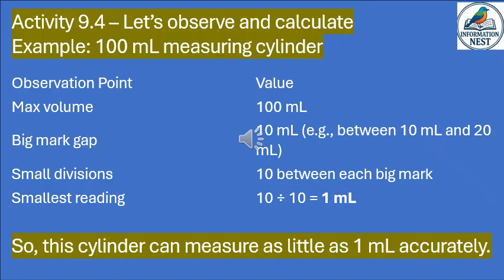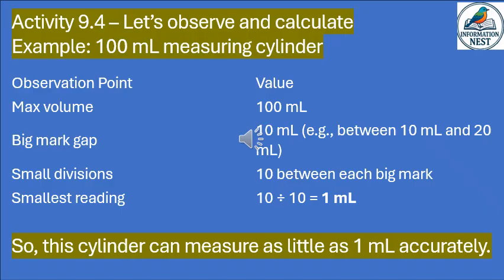All right, let's roll up our sleeves and dive into activity 9.4. We are going to observe and calculate like pros using a 100 ml measuring cylinder. Ready? Let's decode this tool together. First, what is the maximum volume this cylinder can hold? You guessed it, 100 ml. That is like a small juice box. Now, look closely at the markings. The big gaps between numbers, each one represents 10 ml. So from 10 to 20, 20 to 30 and so on. But here is a cool part. Between each big mark, there are 10 tiny divisions. That means each little line stands for 1 ml. Let's do the math together.